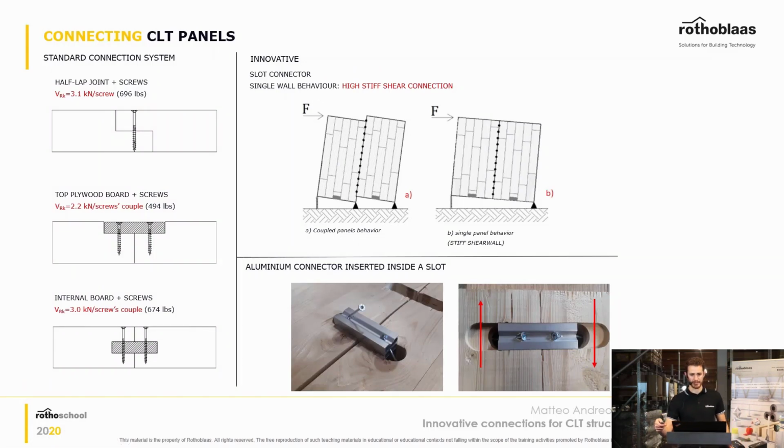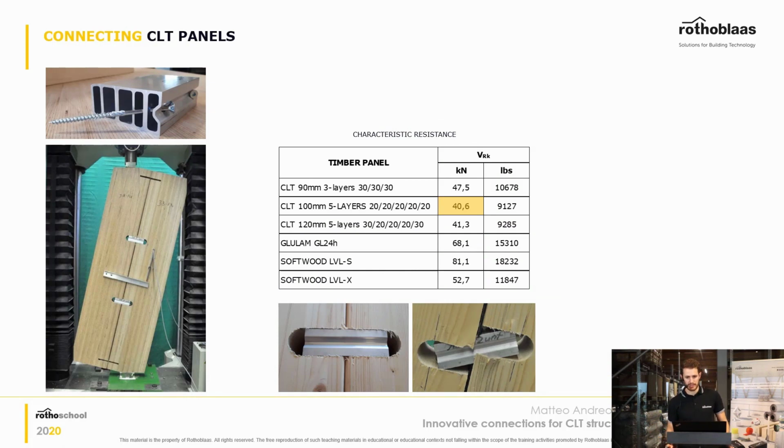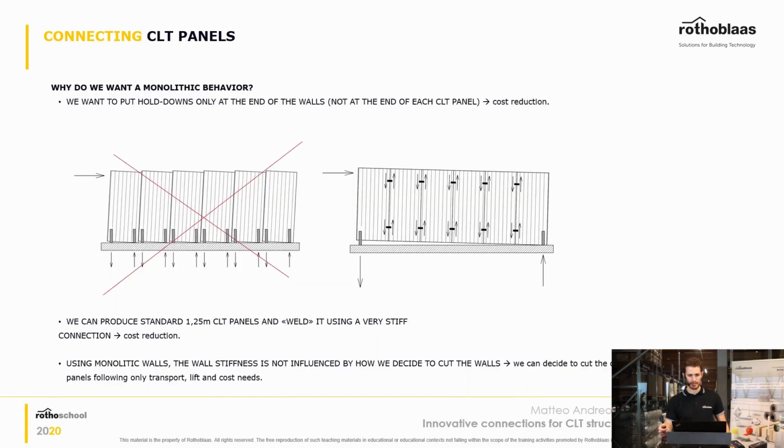So that's very important. You can see here some images of the testing that was done for this product, and you can see the resistances that in this case came out, 40.6 kilonewton of shear resistance. Of course, as we will see in the next slides, we'll see how to calculate this resistance, and what are the factors that change how the product is behaving.